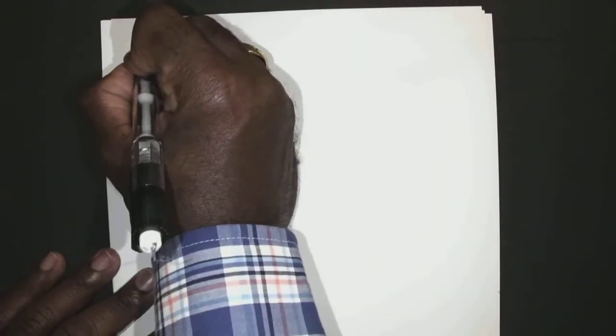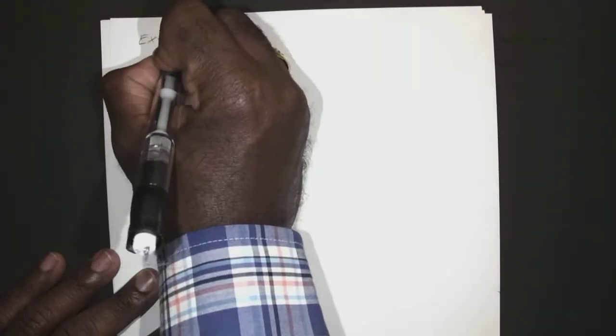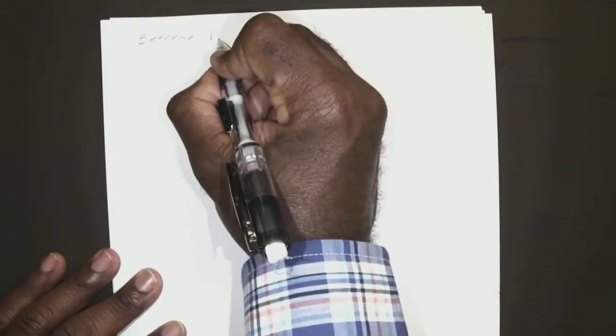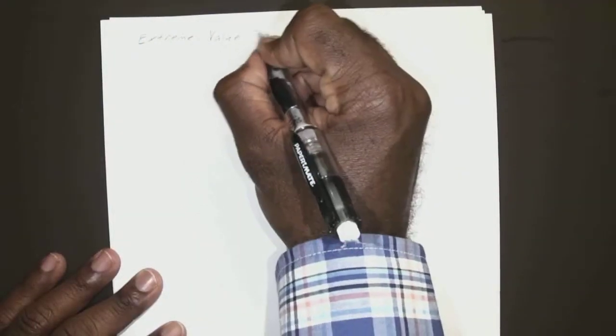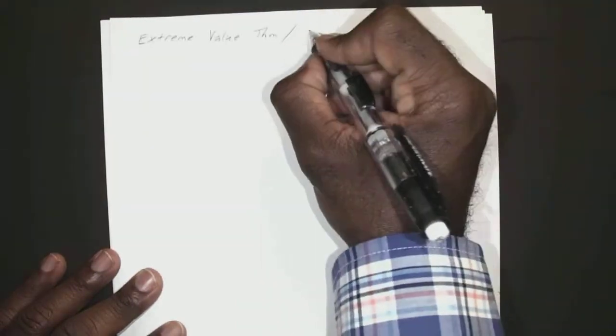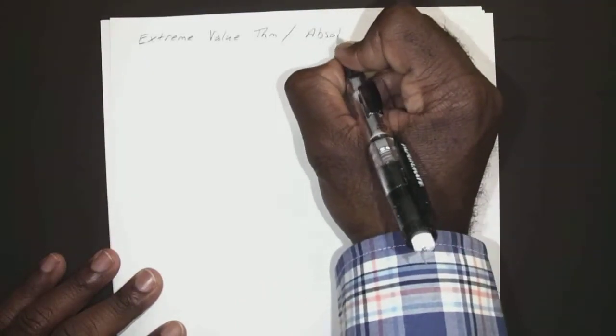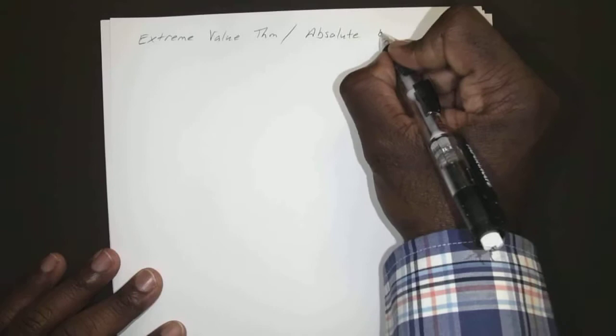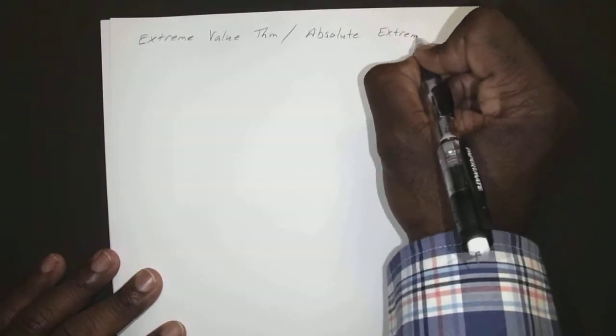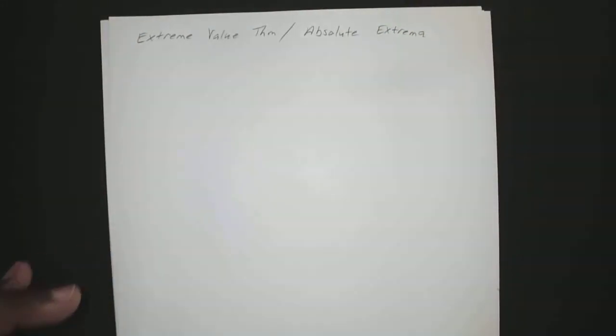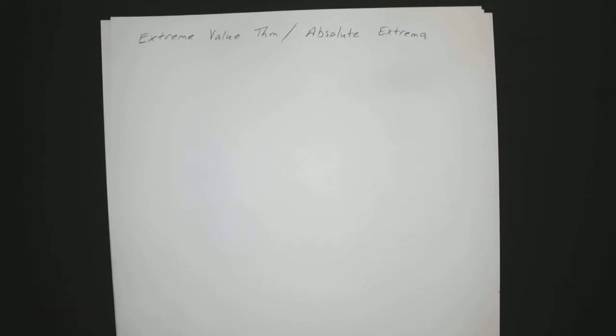Okay, so now we're going to cover the extreme value theorem and absolute extrema. An extrema is just a fancy way of saying minimum and maximum values. Or where the slope is equal to 0, those are called your peaks and valleys, as they call them.